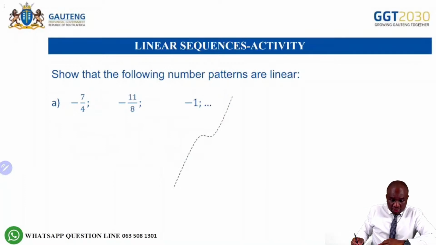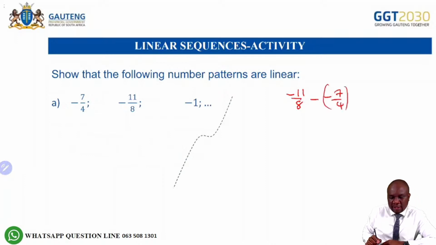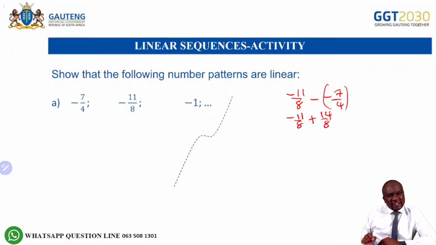Right, welcome back. So we said that if the common difference, or the first differences, are constant, then the sequence is a linear sequence. So now we can say term 2 minus term 1, -11/8 minus -7/4. We can make the denominators the same. Minus a negative is plus. So -11/8 plus 14/8. -11 plus 14 is 3. So the answer here is 3/8.